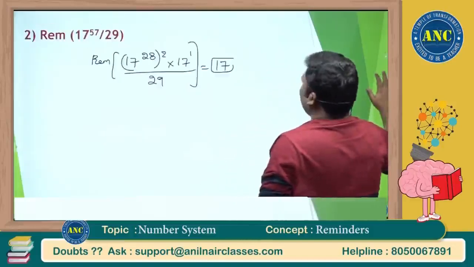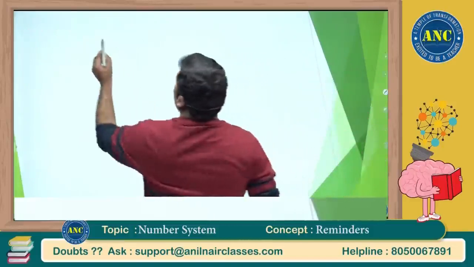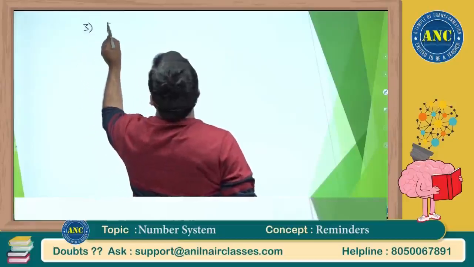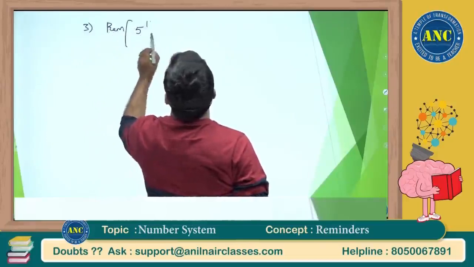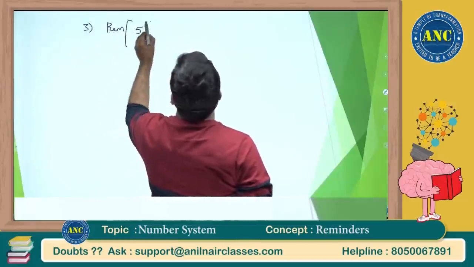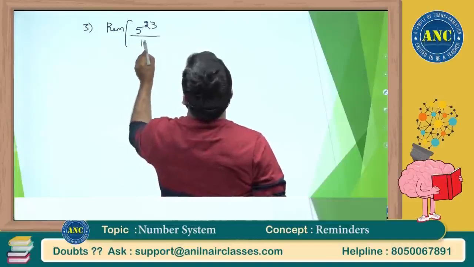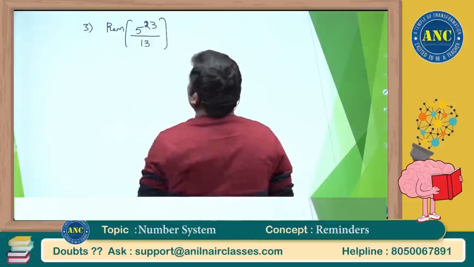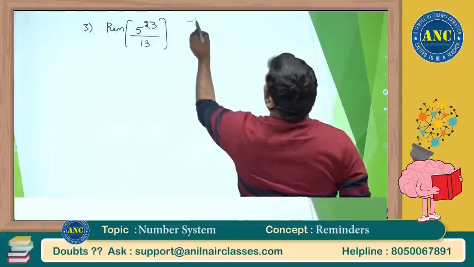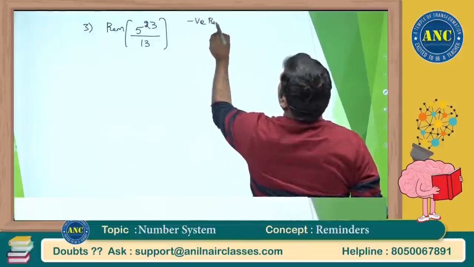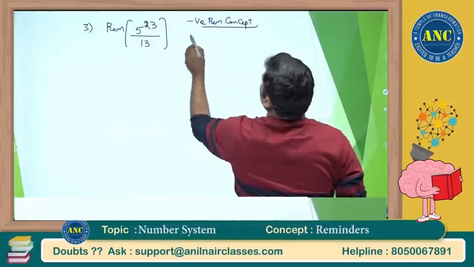Right. Third question. Before we solve the third question, let me see if I can create some very, very good questions on the spot. For example, 5 power 23 divided by 13. In this problem, negative remainder seems to be the best method. You can directly use negative remainder.